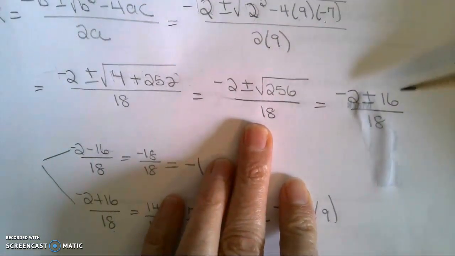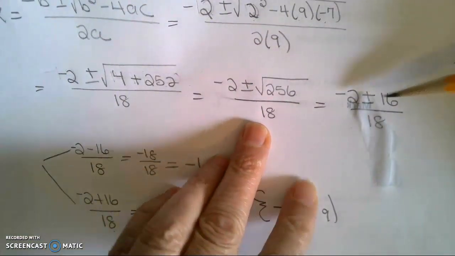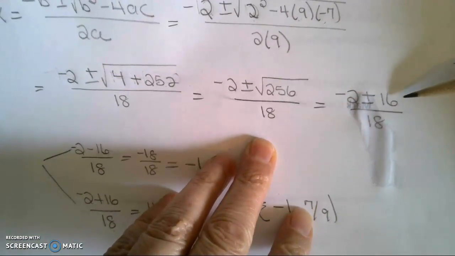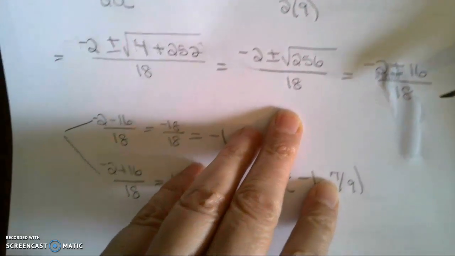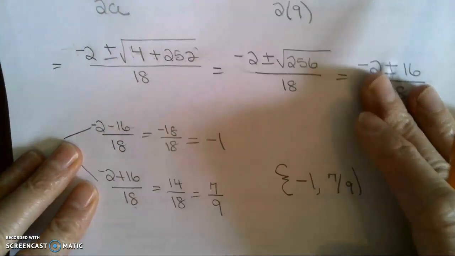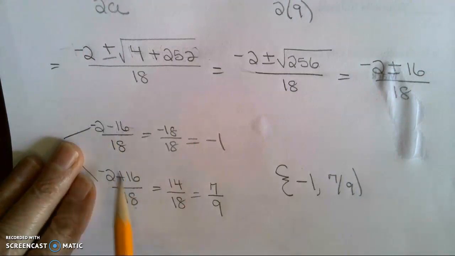The square root of 256 is 16. So I have negative 2 plus or minus 16 over 18. So going down here are my two answers. It's a minus and a plus.